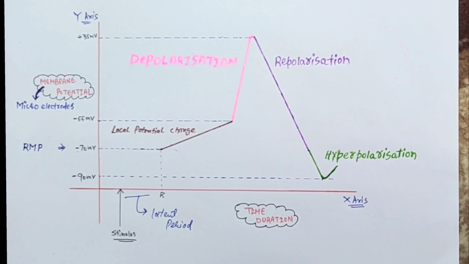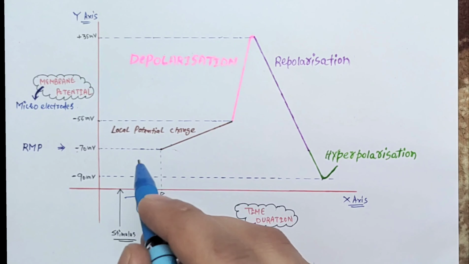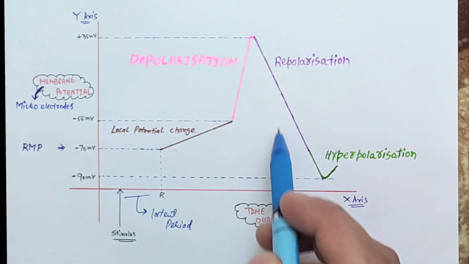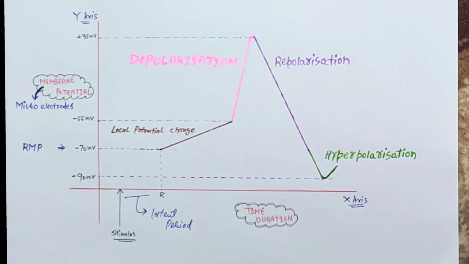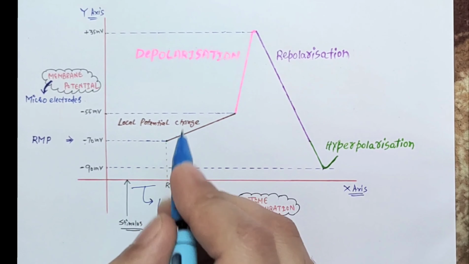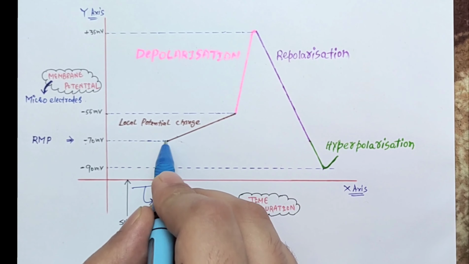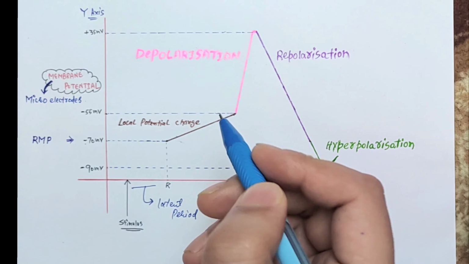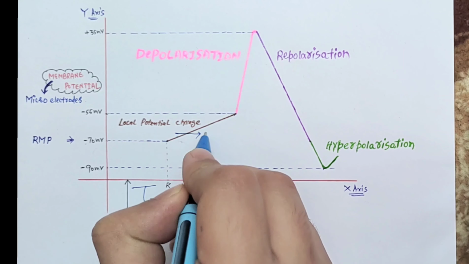This action potential can be divided into four phases. Firstly, there occurs the local potential change, then there is the depolarization, then there is the repolarization, and at last there is hyperpolarization. In local potential change, the membrane potential changes from minus 70 millivolts to minus 55 millivolts. This is due to the slow influx of sodium ions. There is the sodium influx.